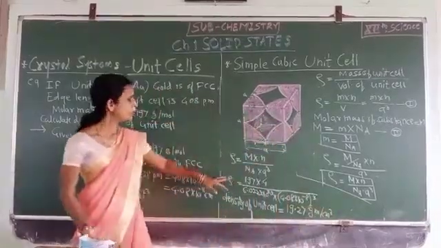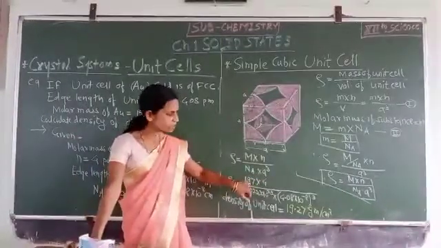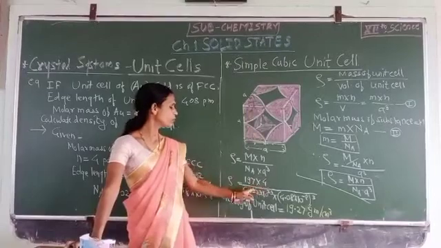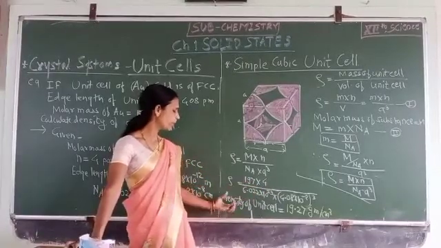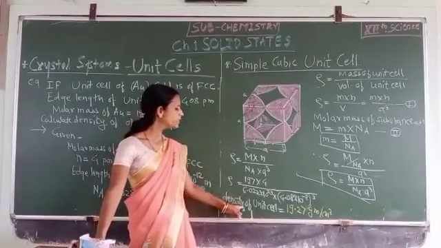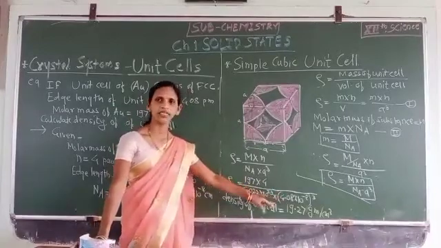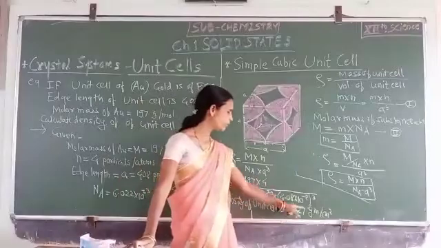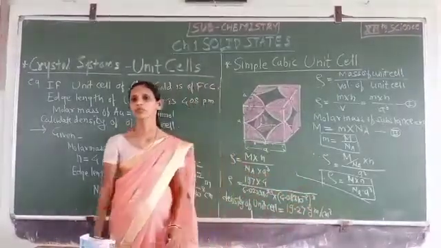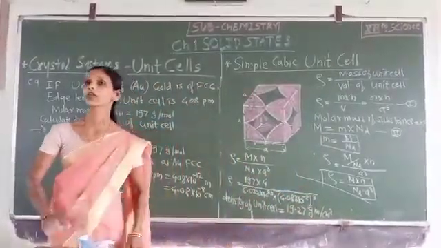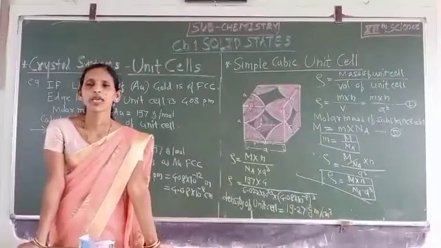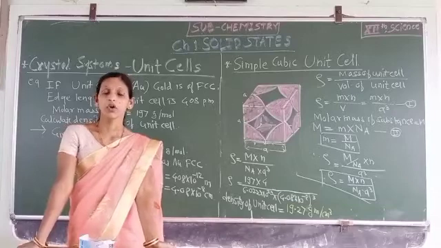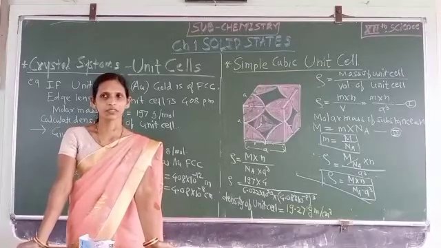You may solve this calculation using a log table. Using the logs of those values, you may solve that example and get the value of the density of the unit cell. If we calculate, then we get 19.27 gram per cm cube. That is the relationship between density, molar mass and edge length of the unit cell of crystalline substances.